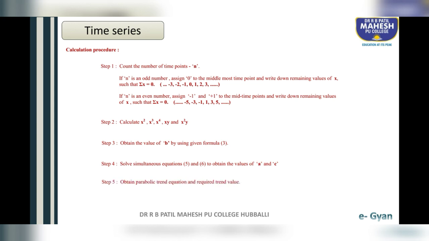After finding the values of b, a and c, the final step is to obtain the parabolic trend equation and the required trend value. After finding a, b and c, you have to write the constant values in the trend equation, that is y equals a plus bx plus cx square. Substitute all the values of a, b and c. Then if they ask for a trend value, you find it using that trend equation.